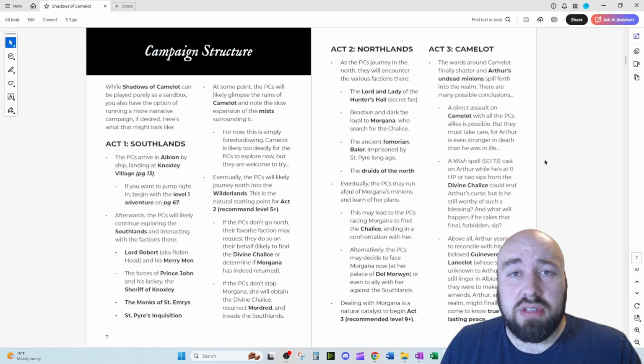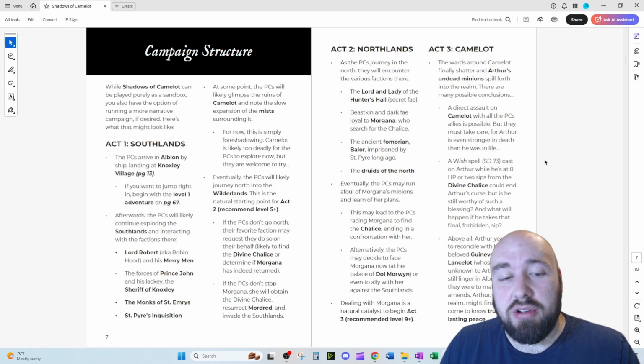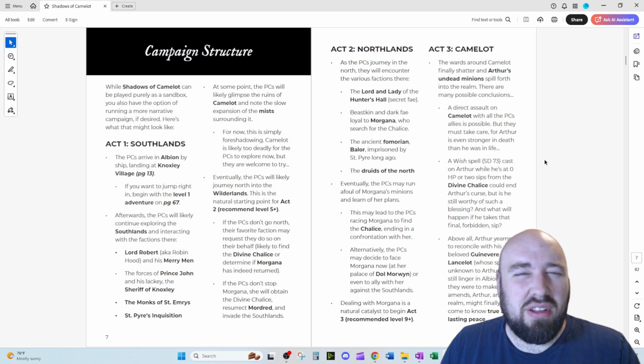After completing that initial dungeon, it's very likely that PCs will continue to explore the Southlands and interact with the various different NPCs and factions in that area. And that'll include Lord Robert, aka the Robin Hood, as well as his merry men. There's also the forces of Prince John, as well as his lackey, the Sheriff of Noxley, and also the monks of St.